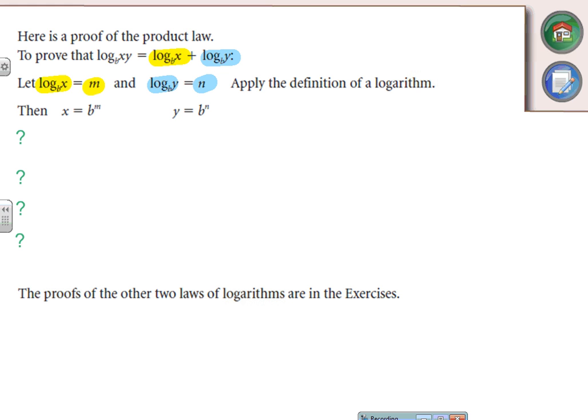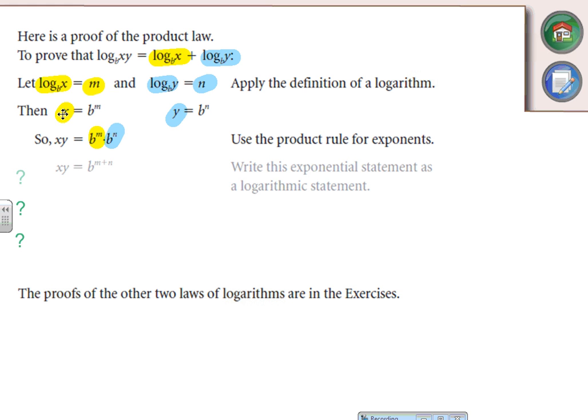So now if I wanted to say, hey, let's multiply x and y together. So x times y is the same thing as multiplying the other side, because x is b to the m, and y is b to the n. So x times y is the same thing as b to the m times b to the n. Now let's use our product rule for exponents. If we're multiplying like bases, we add the exponents. And now we've added those.